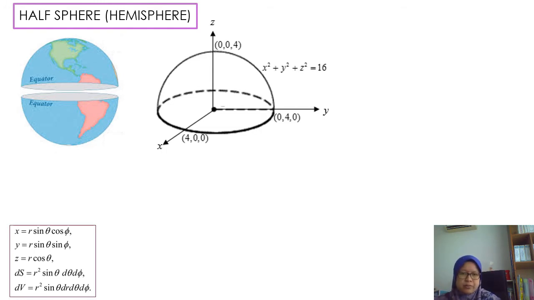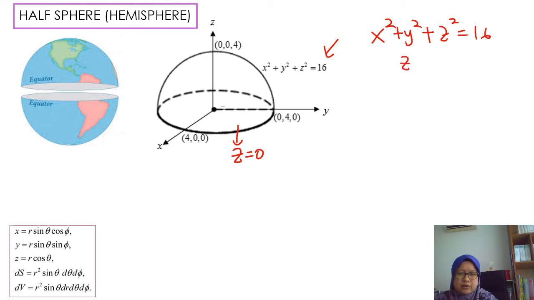Alright. So of course, you should have this equation x squared plus y squared plus z squared equal to 16, and you should also be given the equation of the below plane, which is z equal to 0. So you have x squared plus y squared plus z squared equal to 16, for example, for this case, and you should have z equal to 0. So these two equations mean that we have a hemisphere.